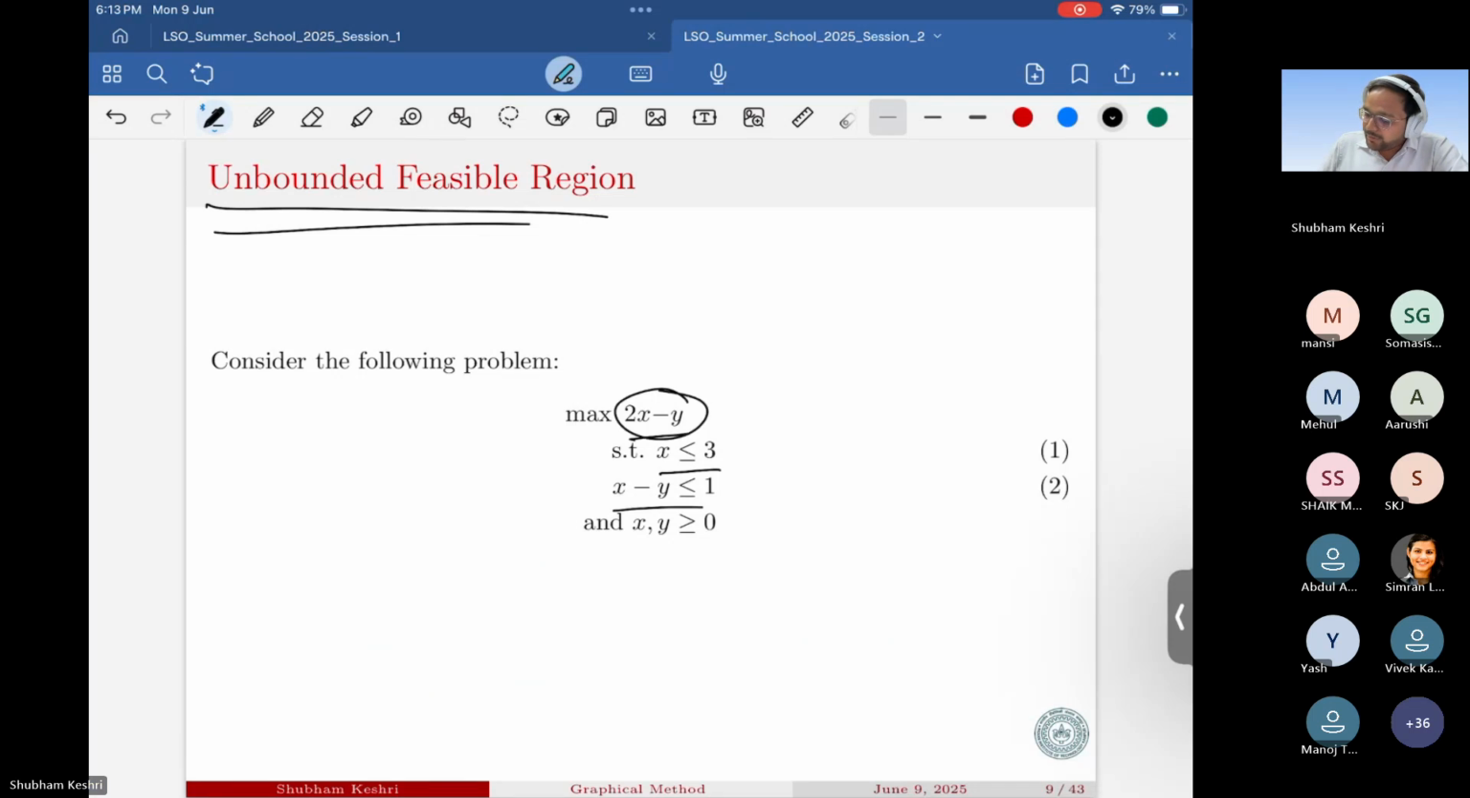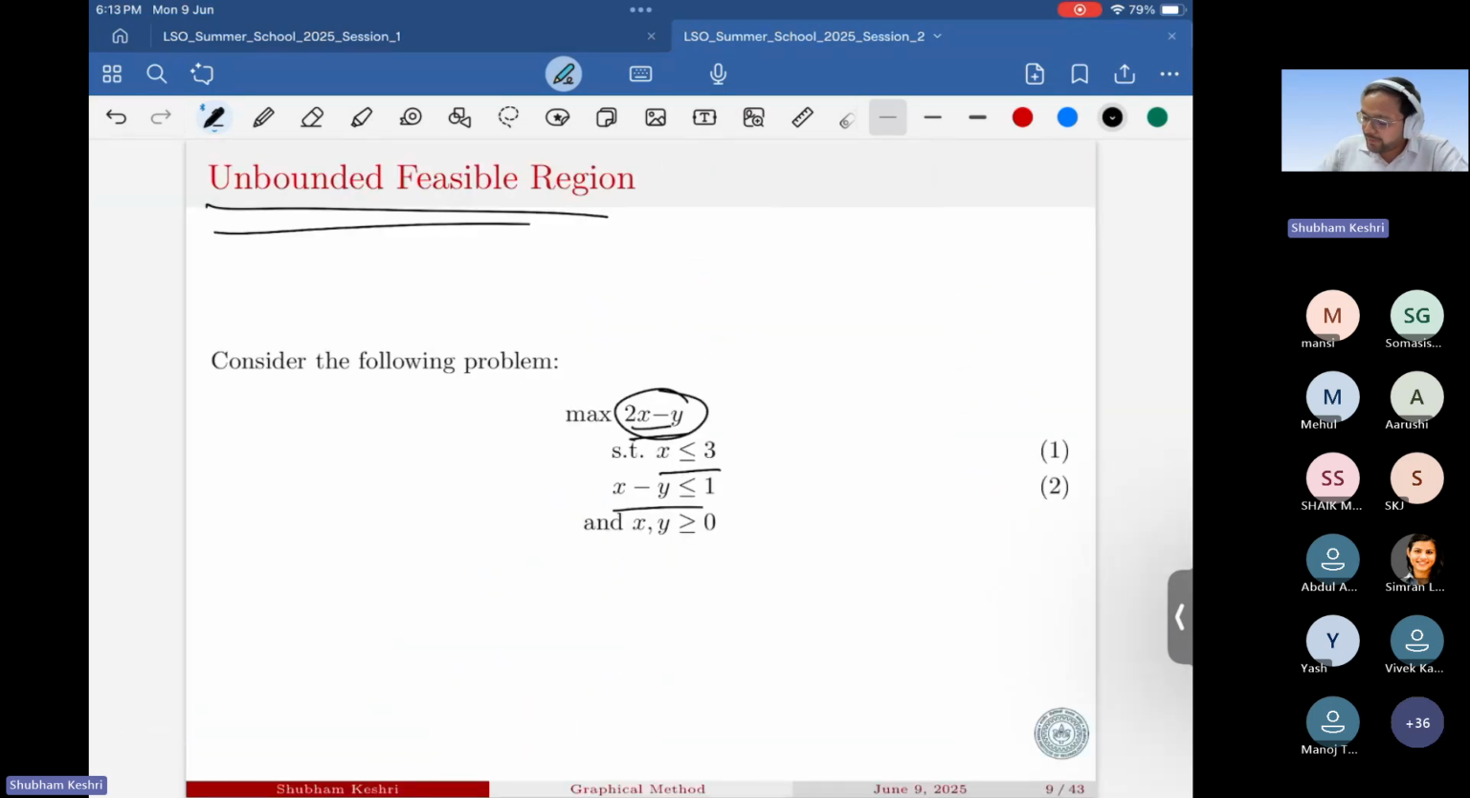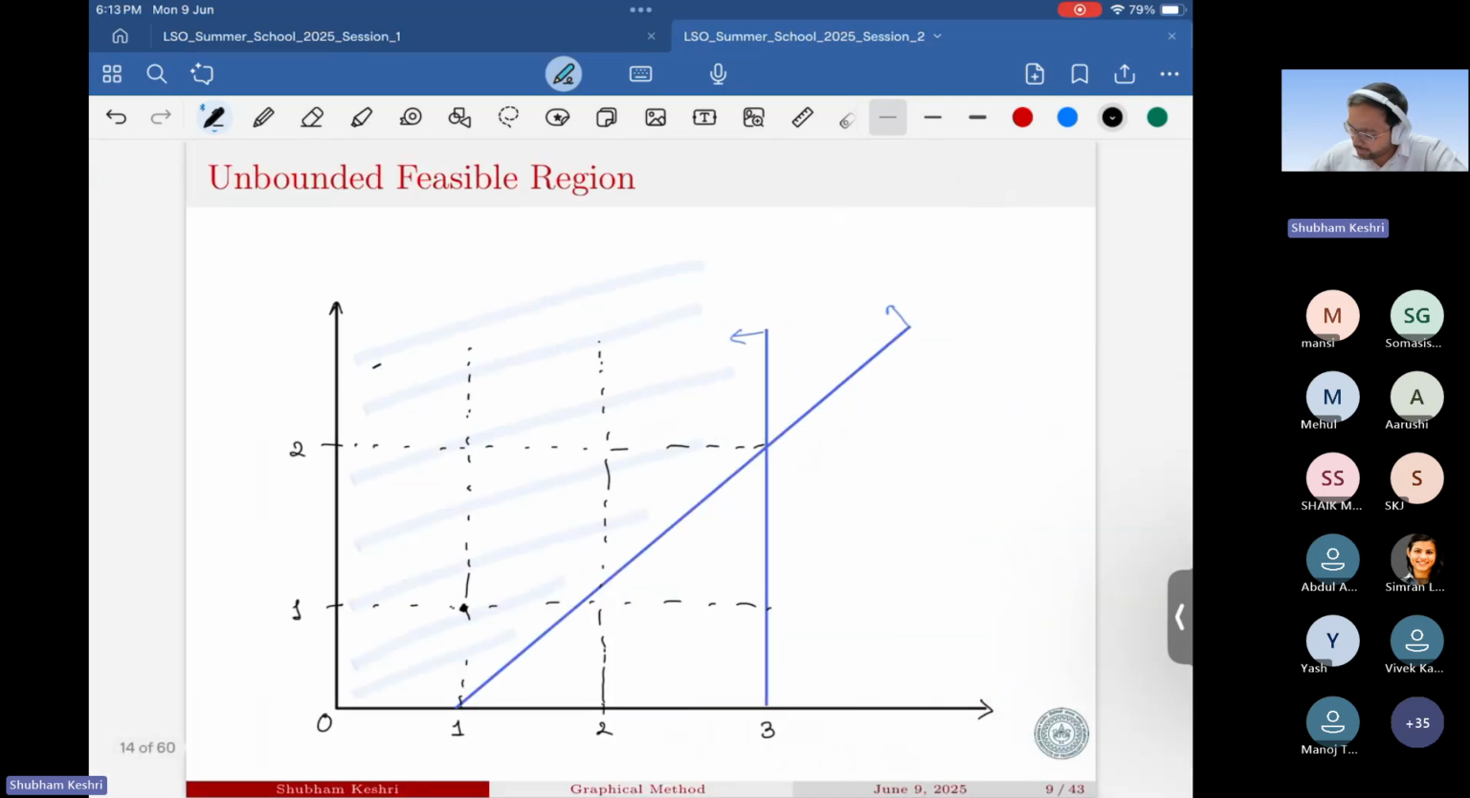Now, we will do the same task again. We will pick a point, suppose we take (1, 1). If you pick this point and plug it in, the objective function is 2x minus y, and if you put in (1, 1), it will become 1. And we draw this line again. So it will look something like this.